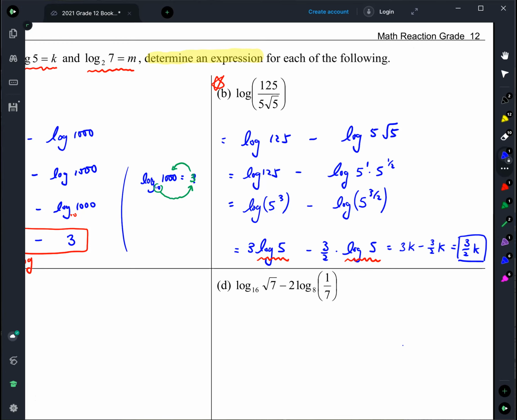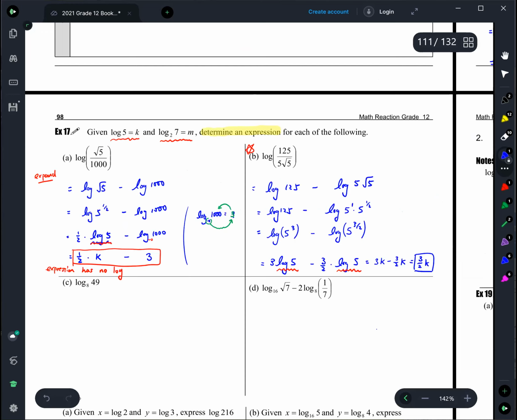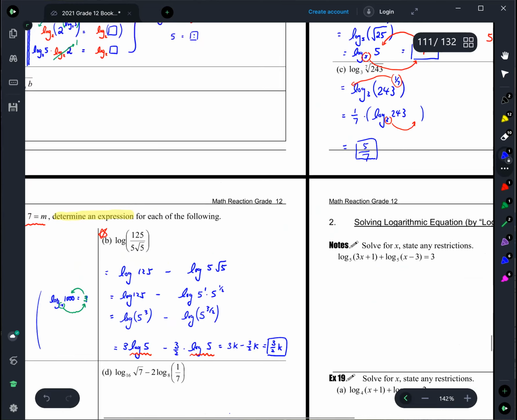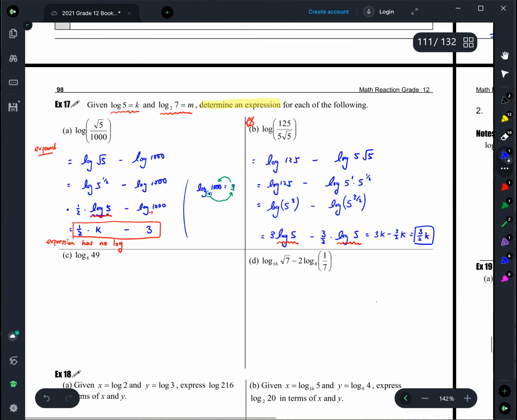All right, so you can see that the final answer for this section doesn't have log at all. Okay, kind of similar to here, right? Has no log, right? But then your answer is just numbers. But this one, it still has variables because of the question, right? It tells you to replace it with the k, the letter.